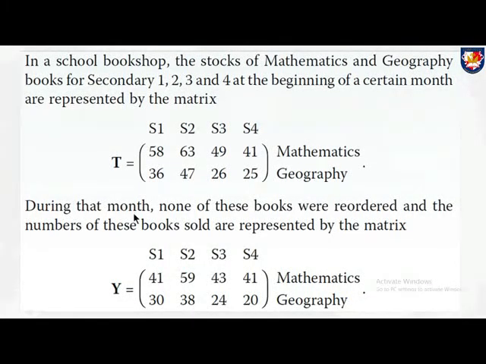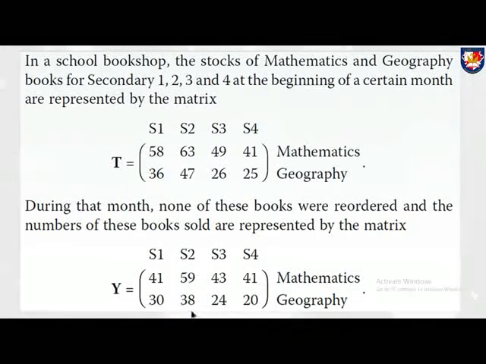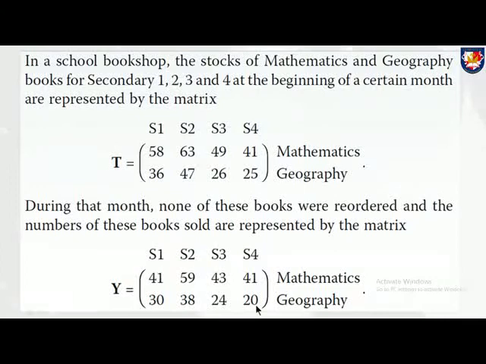Then, during that month, none of these books were reordered, and the numbers of these books sold are represented by this matrix, matrix Y. The first row of matrix Y represents the total number of mathematics books sold in that month, and the second row represents the total number of geography books sold in that month. The first column represents the total books of mathematics and geography sold in secondary 1, and the other columns are for secondary 2, secondary 3, and secondary 4.